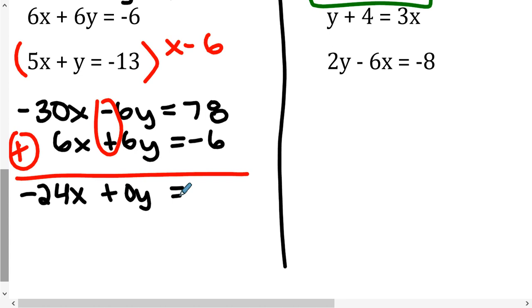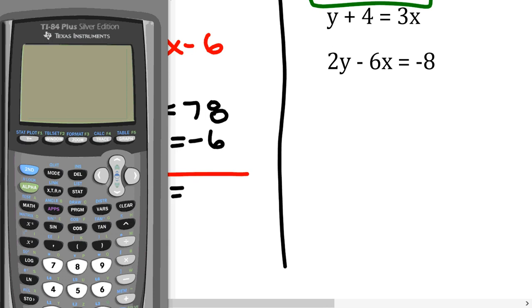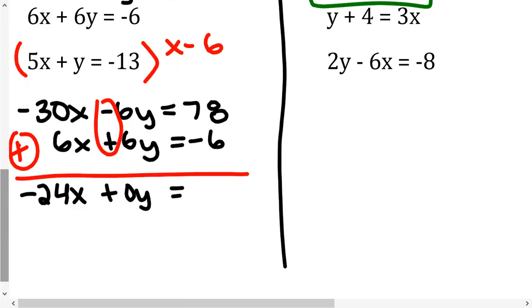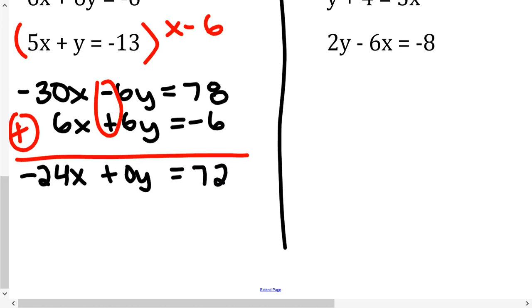Double check that one. If you're really not sure, plug it into a calculator. Do negative 6 plus 6. Oops. Make sure it gives you 0. And then when I do 78 plus negative 6, it's like subtracting 6, I get a 72. So, negative 24x, that y term has been eliminated, that's gone. Lets me find out that I have an x value of negative 3.